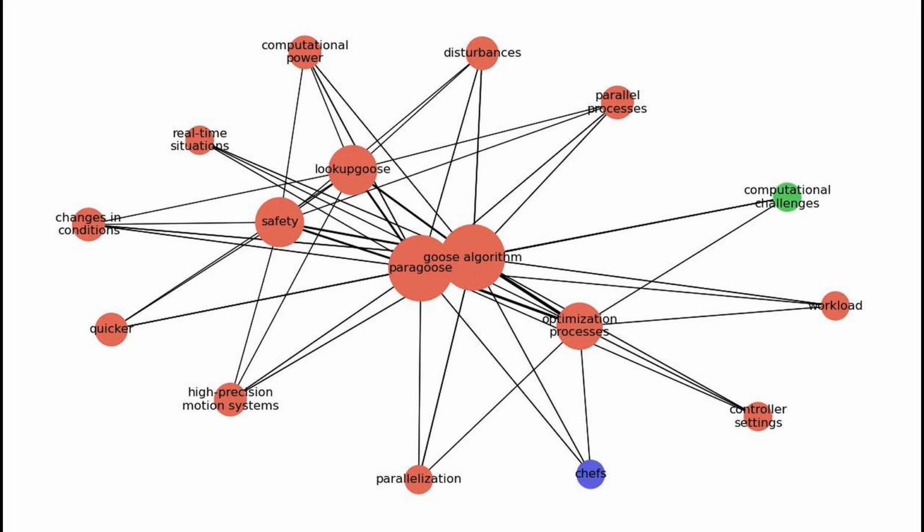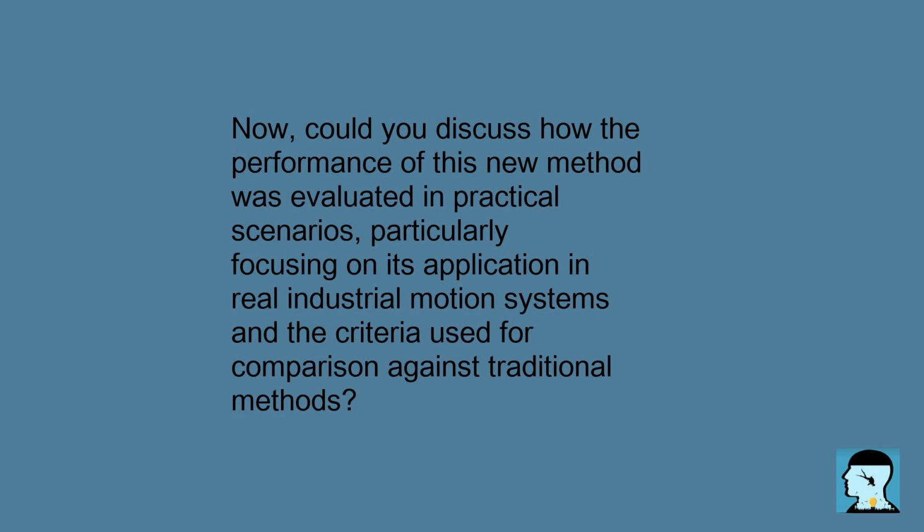This means that the system can adapt quickly to disturbances or changes in conditions, ensuring optimal performance when it matters most. That's an insightful explanation of the algorithm's enhancements. The analogy of using multiple ovens certainly clarifies how parallelization boosts efficiency.